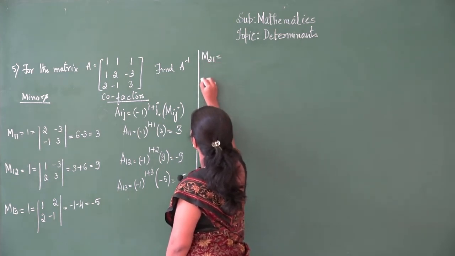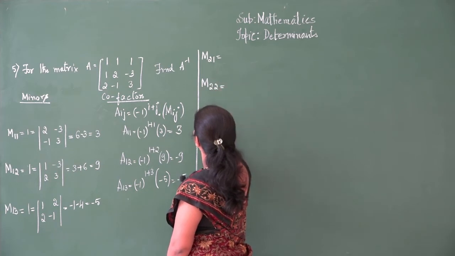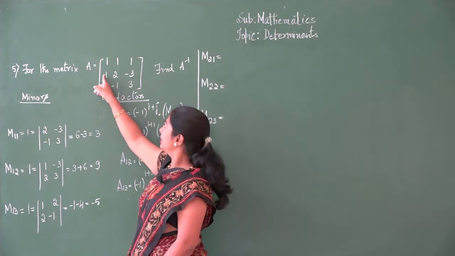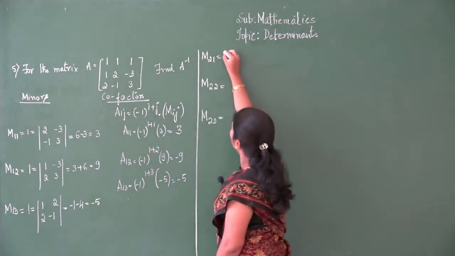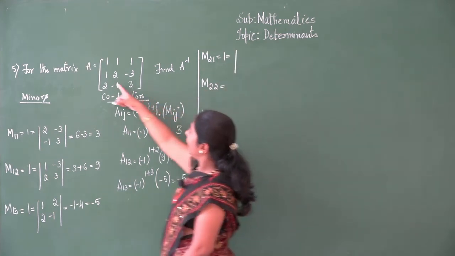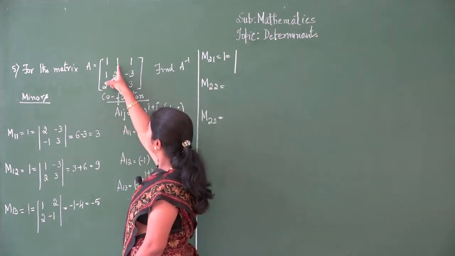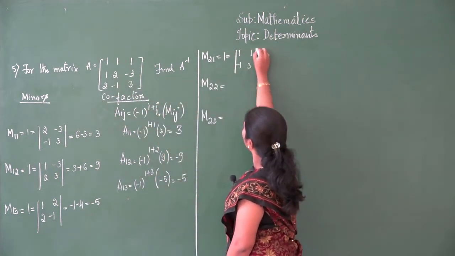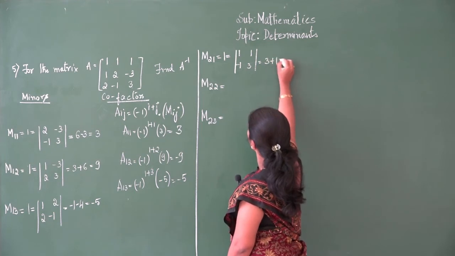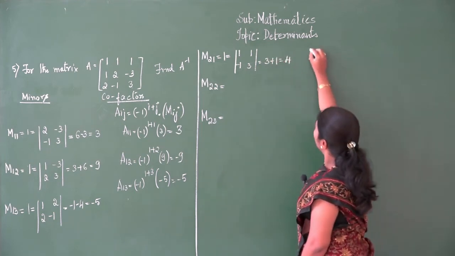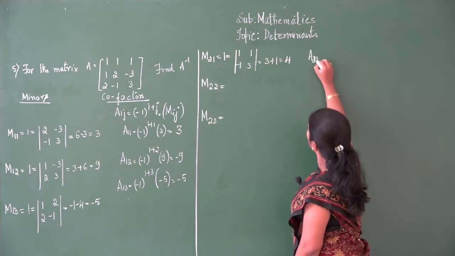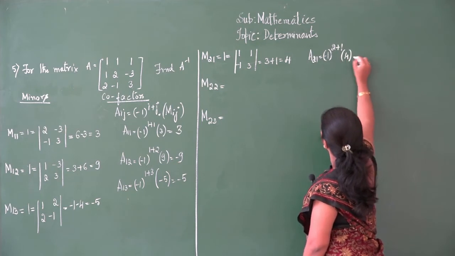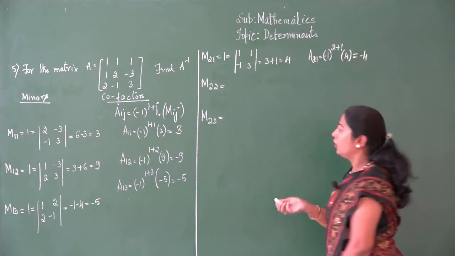Now, we shall find out M21, M22, M23. Which element are we speaking about when I say M21? That is nothing but second row, first element, 1. Supposed to leave that particular row and that particular column. What are the elements left out? 1, 1, minus 1, 3. So, 3 plus 1 will be 4. What is cofactor of A21? Minus 1 to the power 2 plus 1 into 4 will be minus 4.